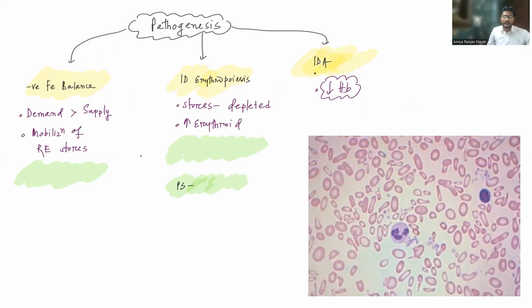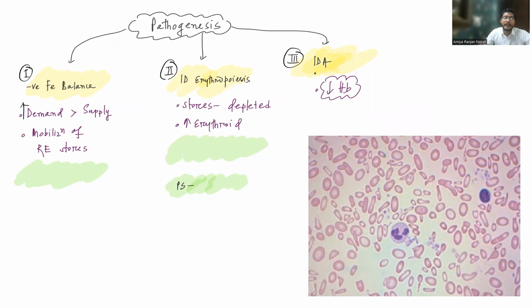Okay, so actually the stages of iron deficiency are divided into 3 stages. Stage 1 is the stage of negative iron balance, stage 2 is iron deficient erythropoiesis, and stage 3 is the iron deficiency anemia itself. So what is negative iron balance? Negative iron balance means the demand is more than the supply. Okay, so demand is more and supply is less. So what is the body going to do?